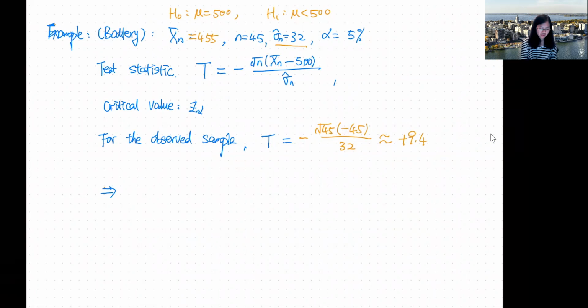And the critical value Z alpha for 5% is 1.645. You can look it up in the normal table. And that is 1.645. And clearly, T is bigger than the critical value. Therefore, we reject the null hypothesis.